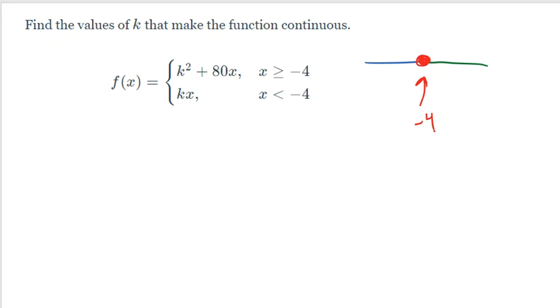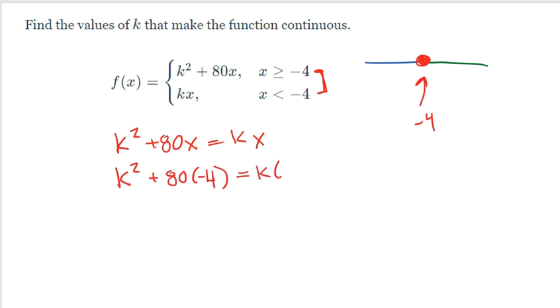But I need them to join together. I need them to be equal. So essentially, I want k squared plus 80x to equal kx. If the two pieces are equal, then it's going to be continuous. Now, where do I want them to be equal? -4, because -4 is where I stop one function and start the other. So I'm going to plug -4 in for x. And what I have to do now is simply solve for k.